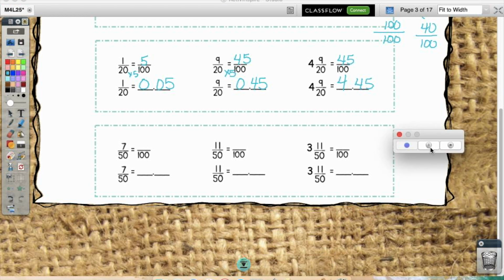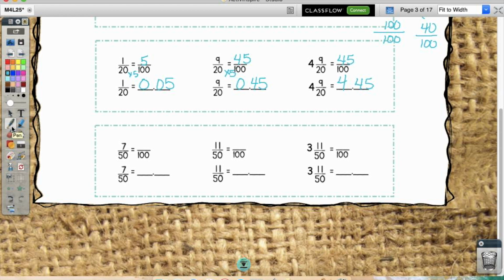So let's go back over to table 6. What'd you get here? 14 hundredths. How do I write that as a decimal? 0.14. Good. 0.14. Okay, let's go with table 3.